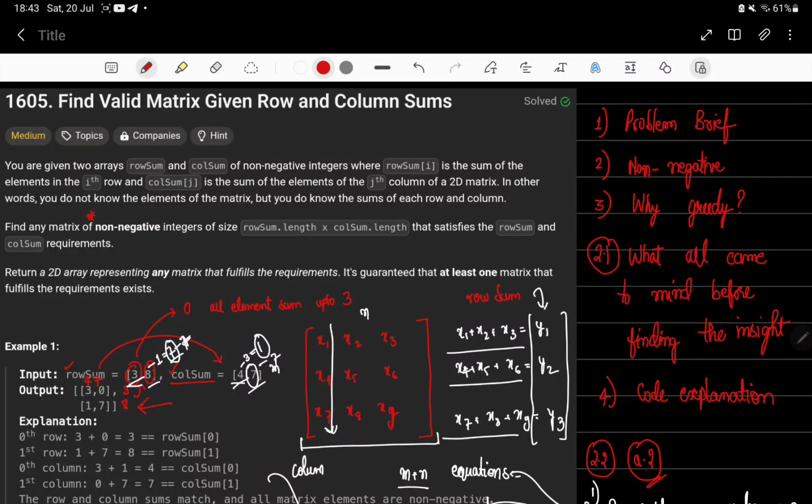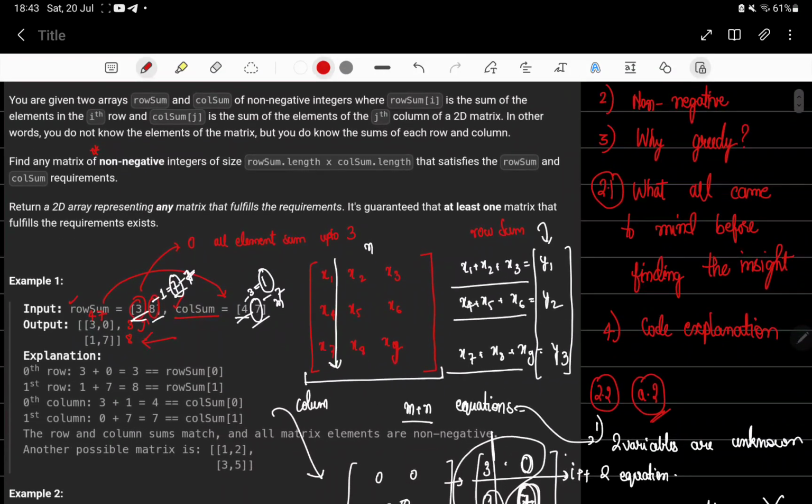The problem states that we have a row sum and a column sum respectively. Row sum is an array, column sum is an array. The row sum array has the individual summations of all the row elements in that particular row. Suppose this was the row, so y1 is my summation. Similarly, 3 plus 0 is 3, 1 plus 7 is 8, which is the row sum. 3 plus 1 is 4 and 0 plus 7 is 7, which is the column sum array.